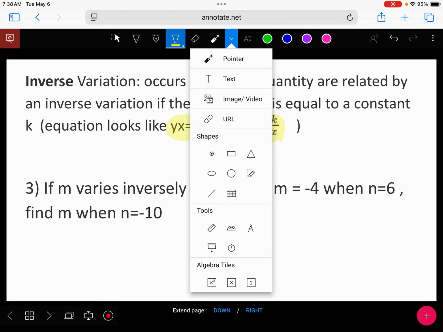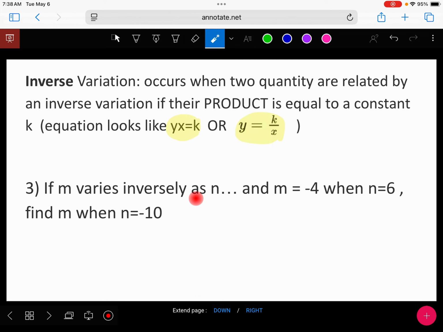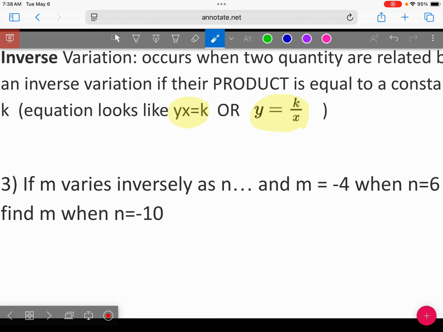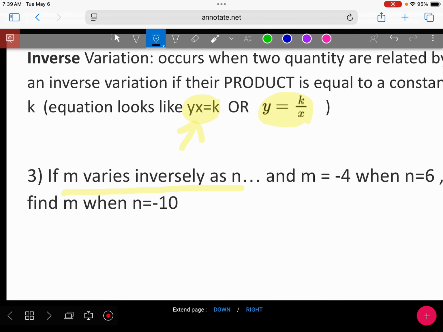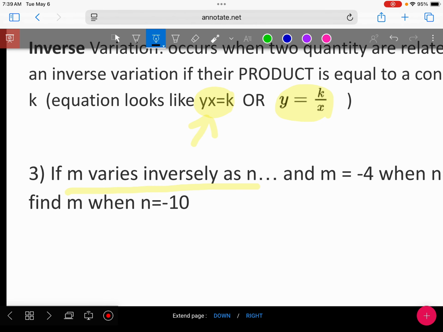But it's the exact same kind of vibe. So they're going to give us some information. It's not always going to be x's and y's. Sometimes it's m's and n's and other letters. But it's structured the same kind of way. We've got m varying inversely as n. It means we're going to set it up like one of these. You can either write it as m times n, or you can write it as m equals k over n. Either way is fine. I'm going to do it as a product on this one. So our m times n equals some number k.